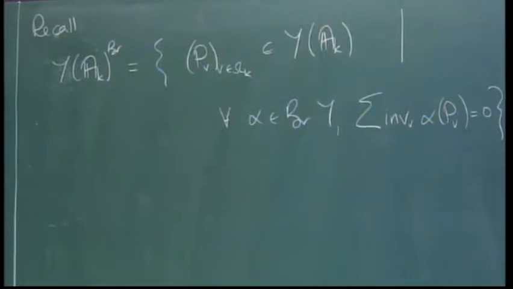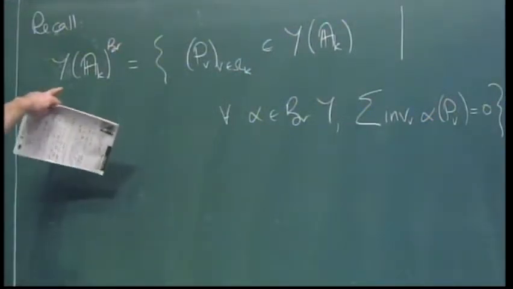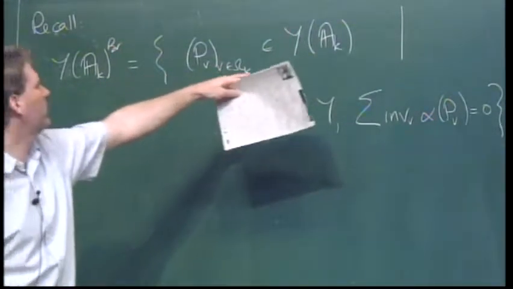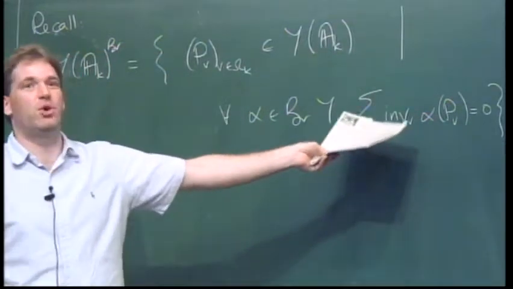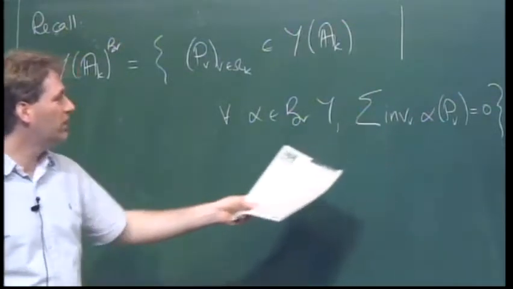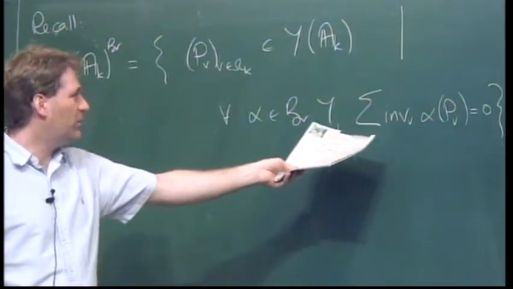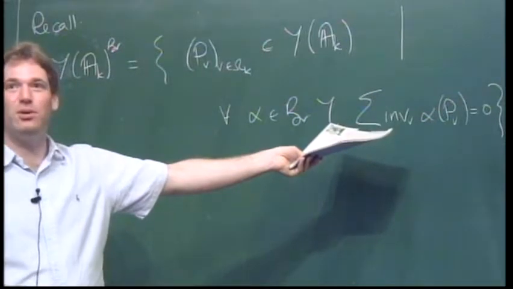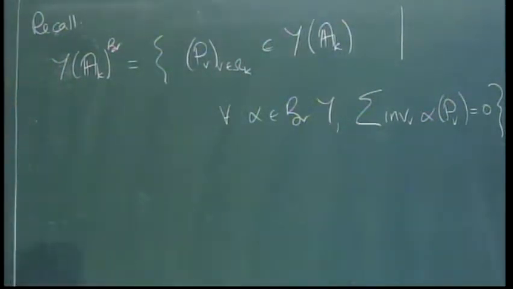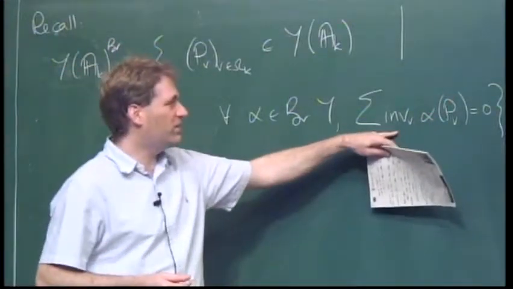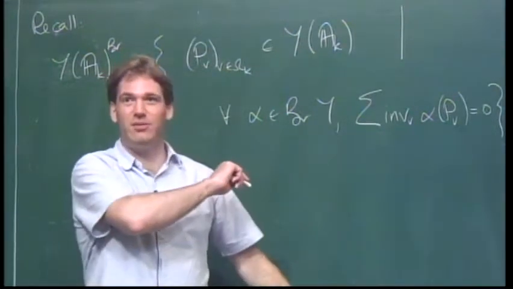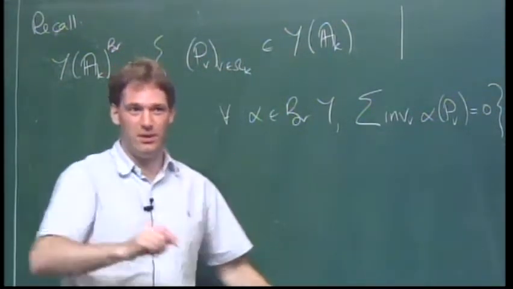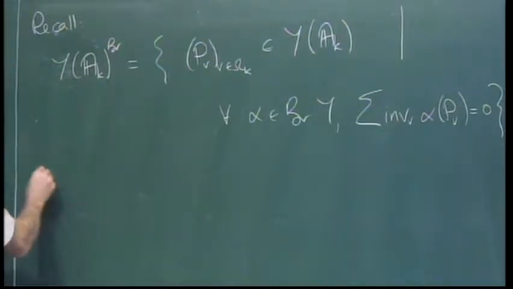So what I want to get from this is, what does it mean to say that this set is actually the whole of this set? That means that this sum is going to have to always be 0. And if this sum is always 0, that means it doesn't depend on these P_v at all. So if I manage to find some place where this invariant inv_v alpha(P_v) actually depends on what point I chose, then I definitely have an obstruction to weak approximation. So that's the conclusion.